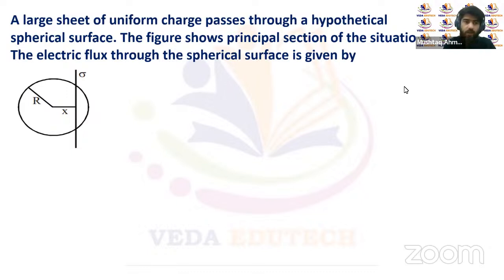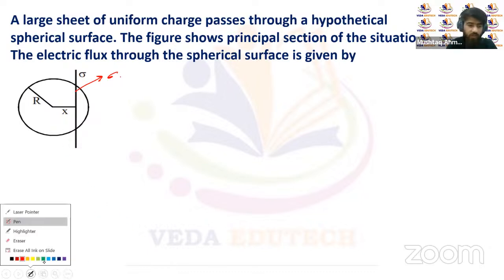You can see here there's a large uniform sheet. The charge density of this uniform sheet is given as sigma. Some part of this sheet is present inside the sphere, and the part of the sheet present inside the sphere will be circular in nature. It will be a circular portion of the sheet present inside this sphere.